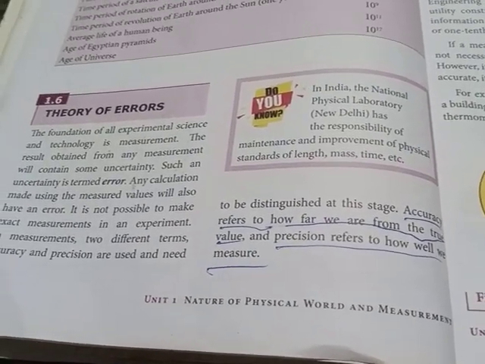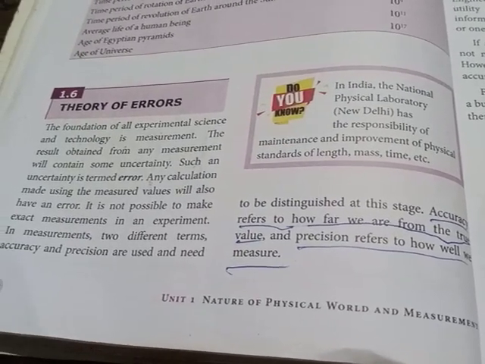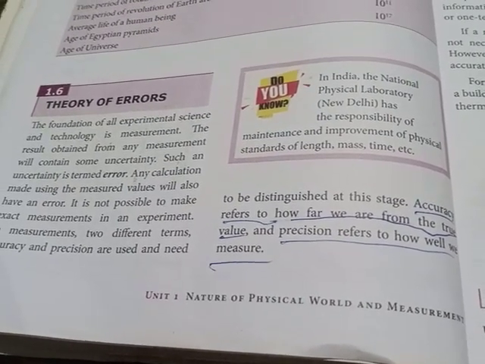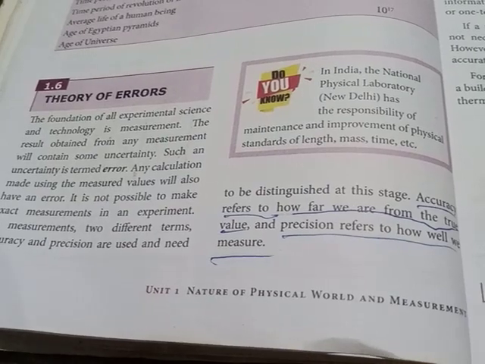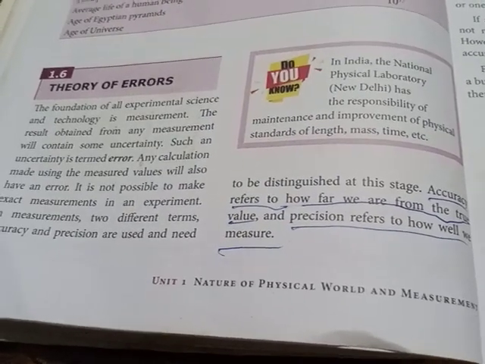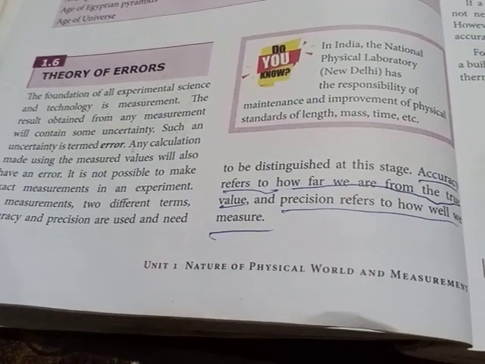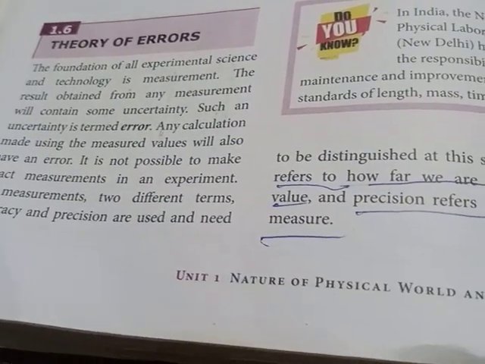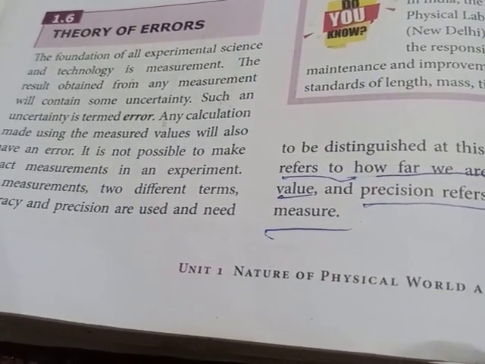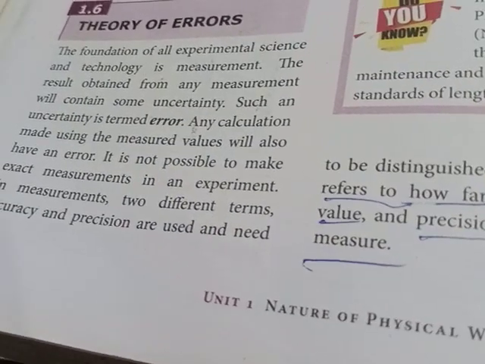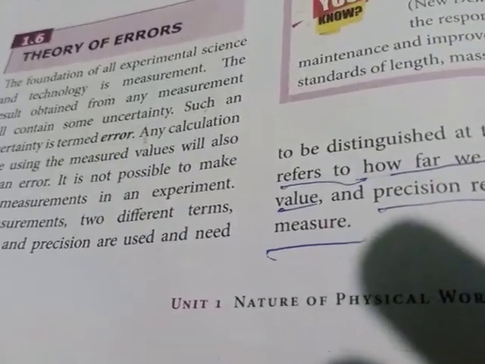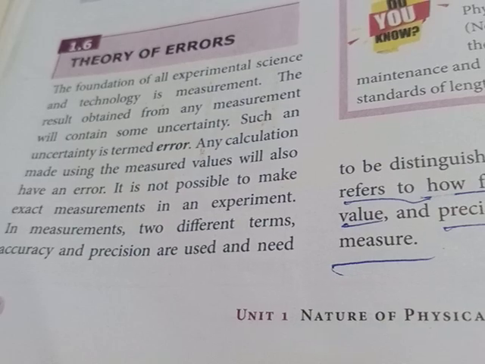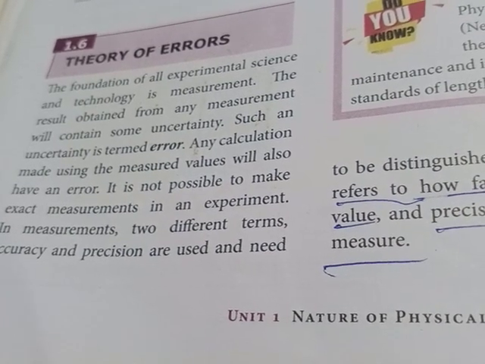You know that in science and technology, we use experiments. All the results from an experiment have some errors. We cannot say that our experiment gives the correct answer. There is some uncertainty in our measurement while doing the experiment, and this uncertainty is what we call error.